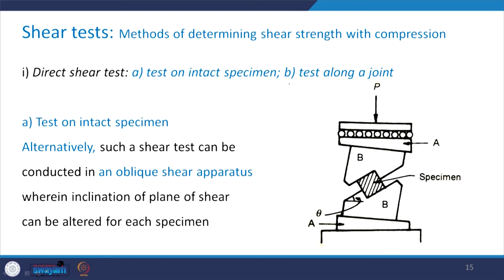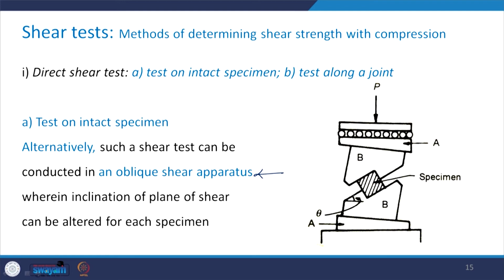Another category of test on intact specimens of rock includes the test that is conducted in an oblique shear apparatus. This is more common and it is carried out in the lab. So, instead of having a vertical plane of shear, here we have an inclined plane of shear.